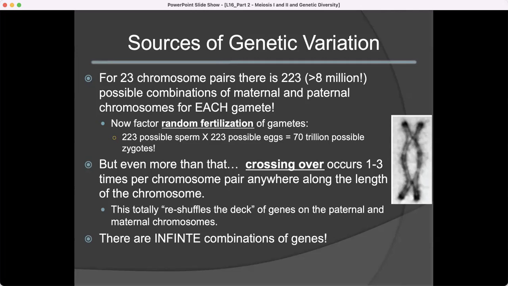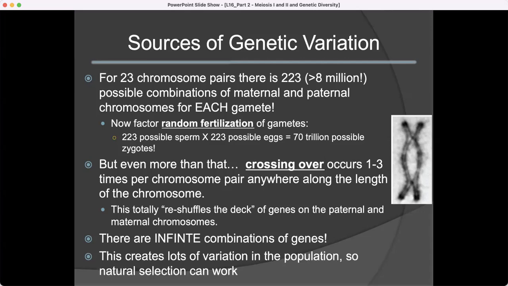So that means there's an infinite combination of genes that could end up joining together to undergo syngamy to form a zygote. This creates a considerable amount of variation in the population. And remember, this is very important so that natural selection can work.